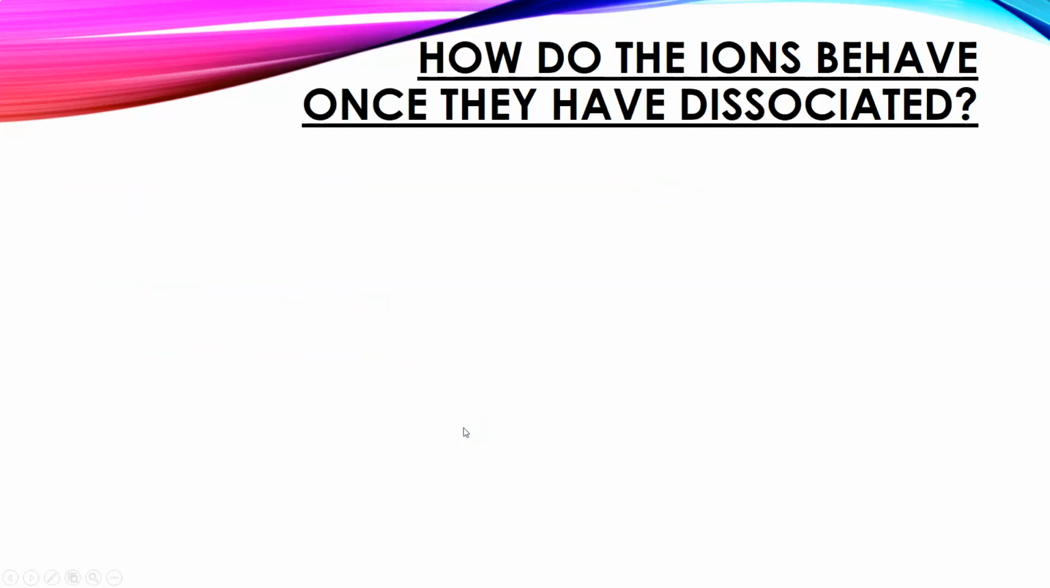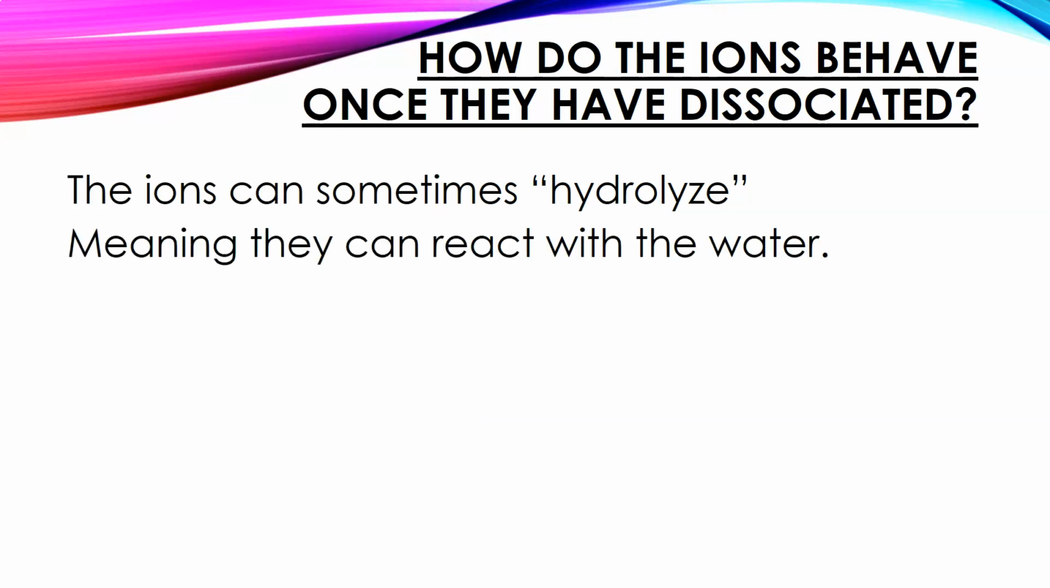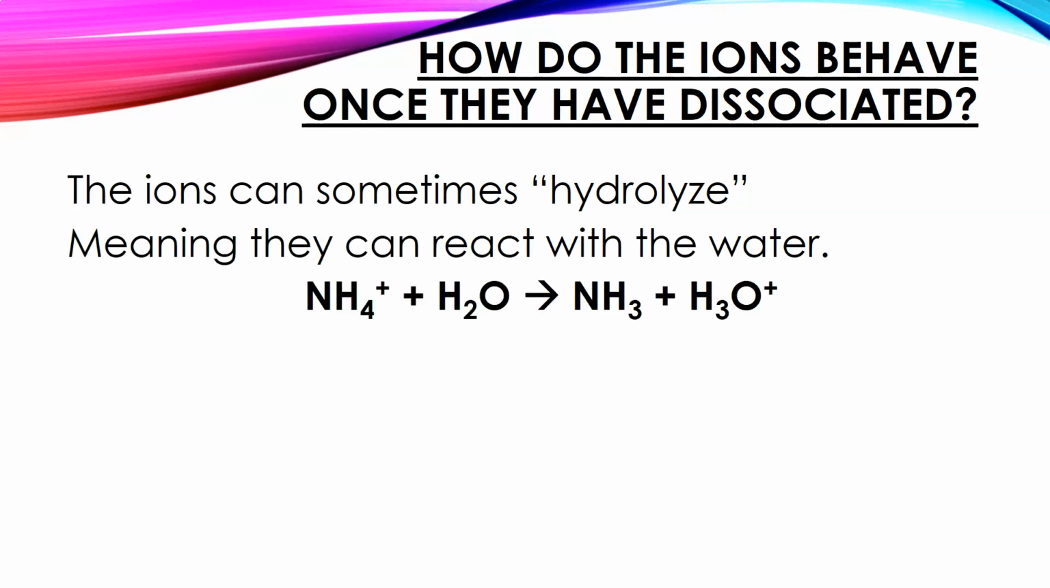So once they've dissociated, that reaction with water we call hydrolyzing. Sometimes the ions will hydrolyze. Not always, but sometimes. Here's an example. You can see that the water had one of its hydrogens taken off, and it made a hydronium ion.